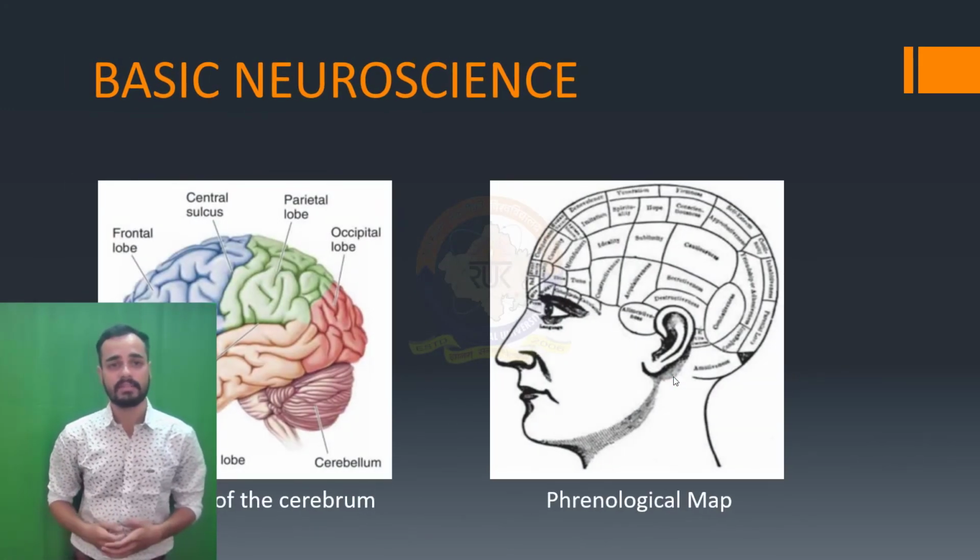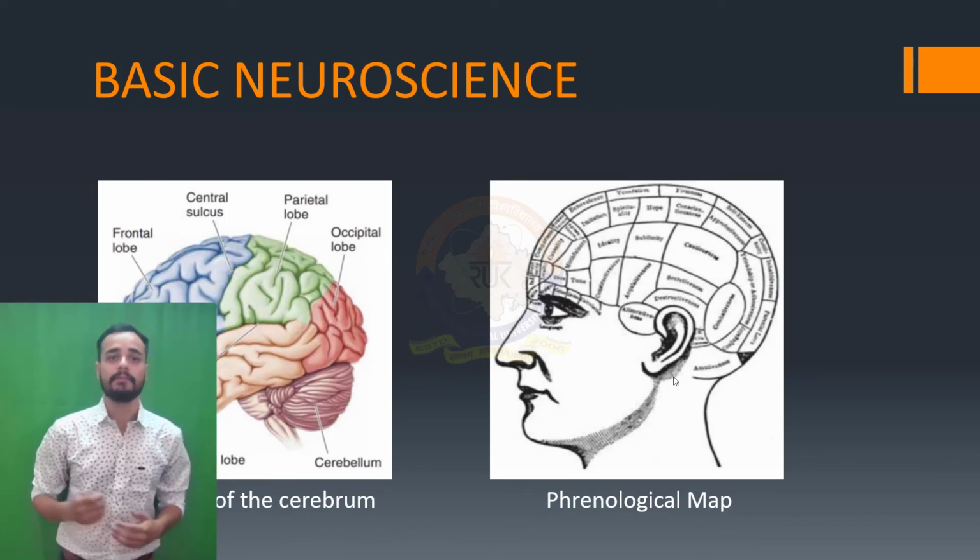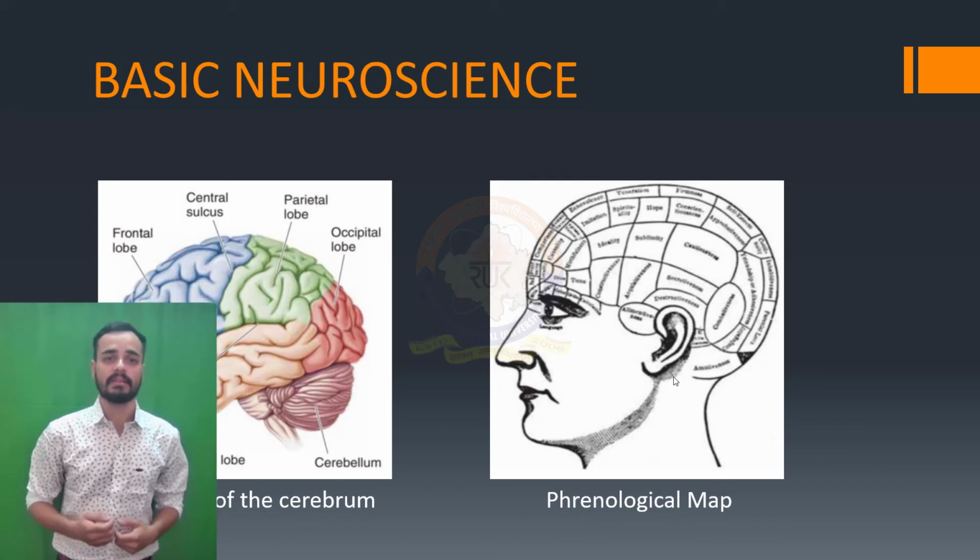This slide shows the pictorial representation of the lobes of the brain and a phrenological map of the brain. These diagrams depict the various regions of the brain, what they are called and what functions they perform. This study of the brain is very important to know exactly what category of electrical impulse will be recorded by the computer.